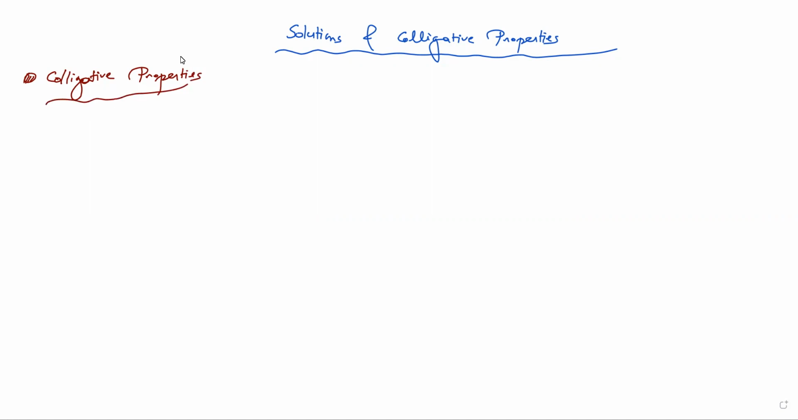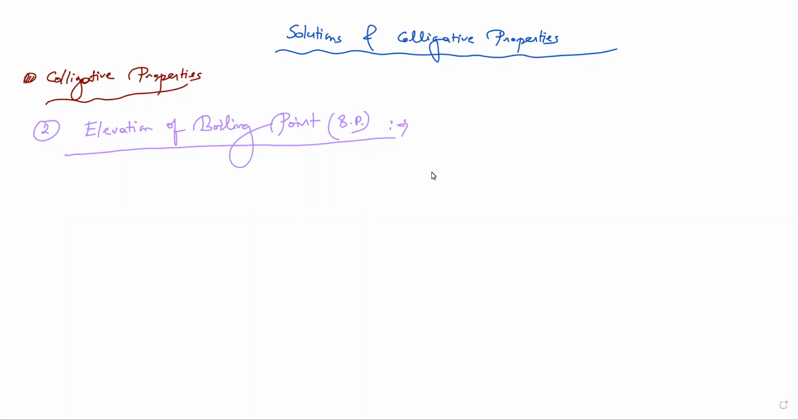Which is basically elevation of boiling point. Elevation of boiling point. Now for elevation of boiling point, you have to draw a phase diagram first of all. What is a phase diagram?